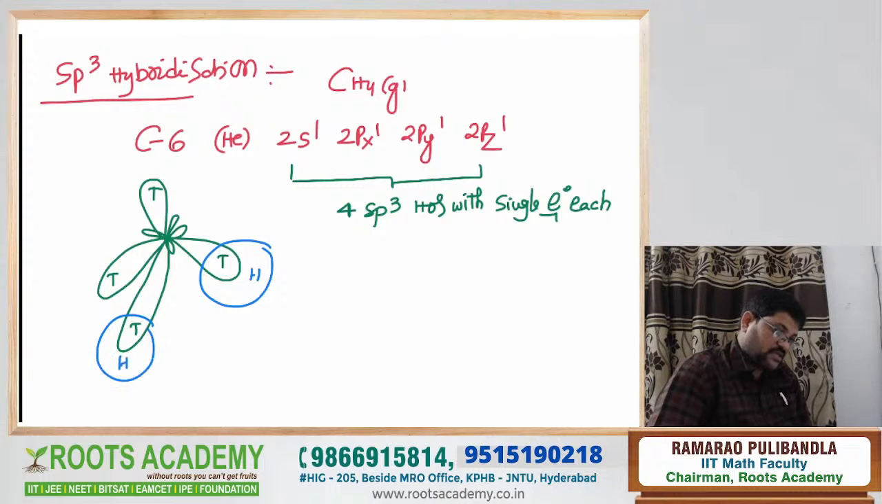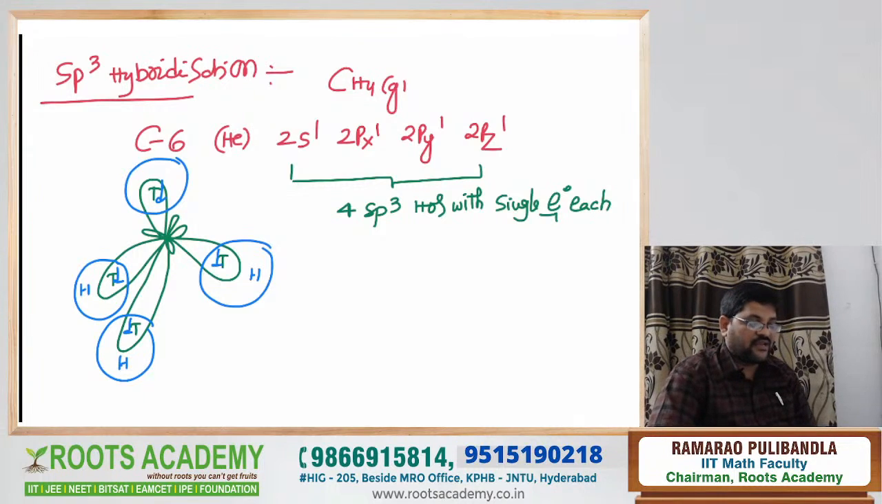Hydrogen spherical, 1s1, like that. You get 2 electrons like this, 2 electrons like that, and you get methane gas. This is the sp3 hybridization explanation. Now come to the explanation of the sp2 hybridization.